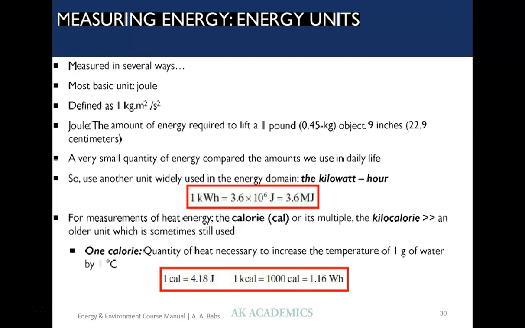For measurements of heat energy, the calorie, usually given as cal, or its multiple, which can be given as kilocal or kilocalorie, is an older unit which is sometimes still used. 1 calorie is given as 4.18 joules. It is the quantity of heat necessary to increase the temperature of 1 gram of water by 1 degree Celsius.